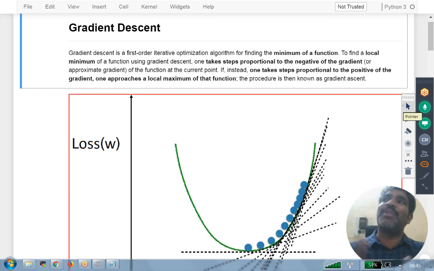Gradient descent is the algorithm name. So gradient is equal to slope. I may not use the word slope down the line in our program; I will use the word gradient. Wherever I use gradient, that means I am calculating the slope based on the inputs and weights.